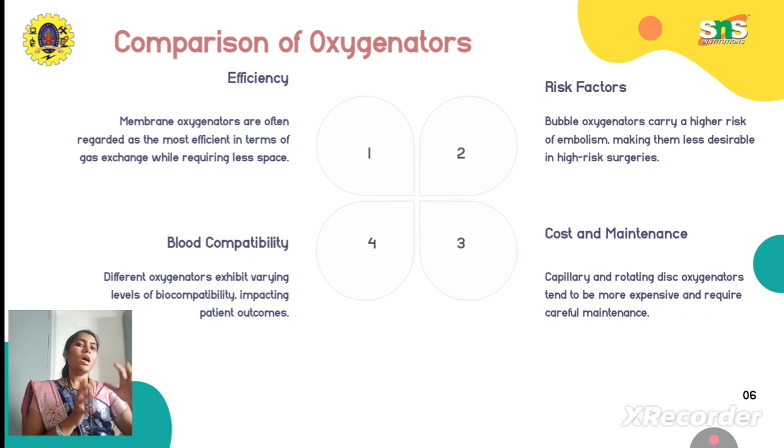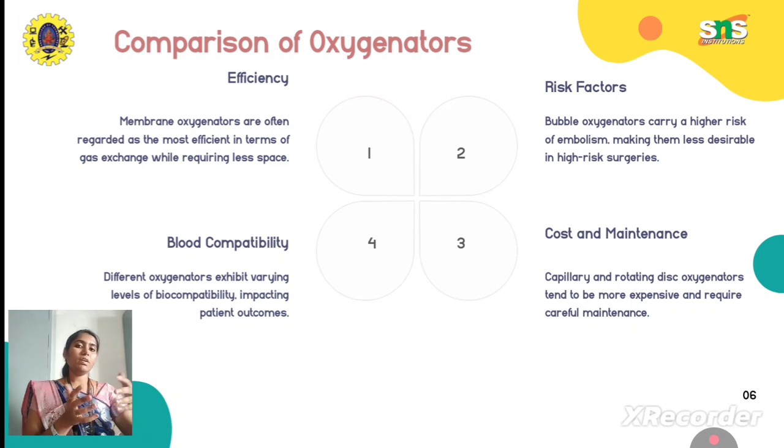So in efficiency, the membrane oxygenator is very good compared to the other three. On risk factors, bubble oxygenators possess very high risk compared to other oxygenators, because in bubble oxygenators we are inducing bubbles for the oxygenation process. If by chance any bubbles get into the blood vessel, it will end up in a miserable situation. So it has high risk and is less desirable compared to the other types of oxygenators.